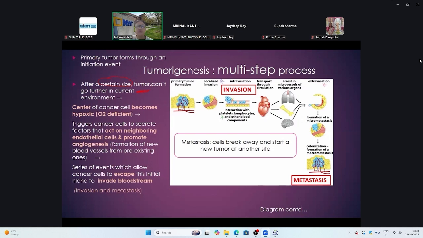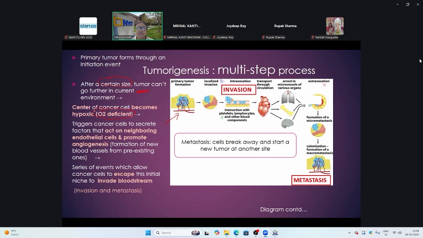They're kind of stuck. And so if you look up here, if you have a bunch of cells that are all grouped together, then there are going to be locations where the cell becomes oxygen deficient. The center of that whole cancer mass is going to become oxygen deficient, and we call that hypoxia.